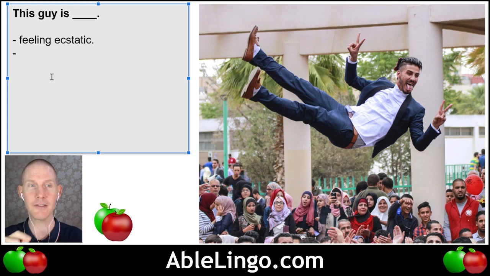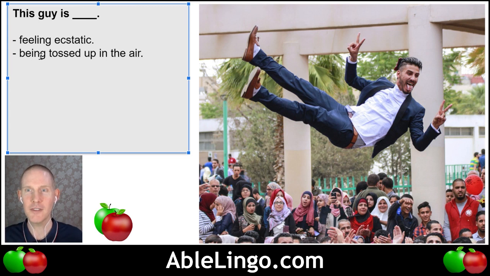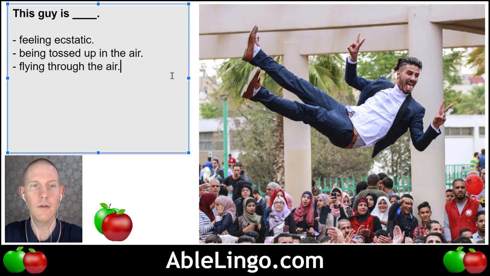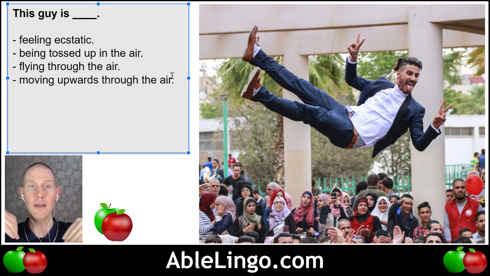Well, let's see. Garden says tossed. Well, if we want to make it fit in the sentence, we could say this guy is being tossed up in the air, right? Down below, I imagine there's something or someone which is making him fly up into the air. So to make it fit in the sentence, the guy is being tossed up in the air, right? We could also say something like this guy is flying through the air, right? Maybe we could say he's moving upwards through the air. Maybe he's going up. We don't know if he's on his way up or if he's on his way down.